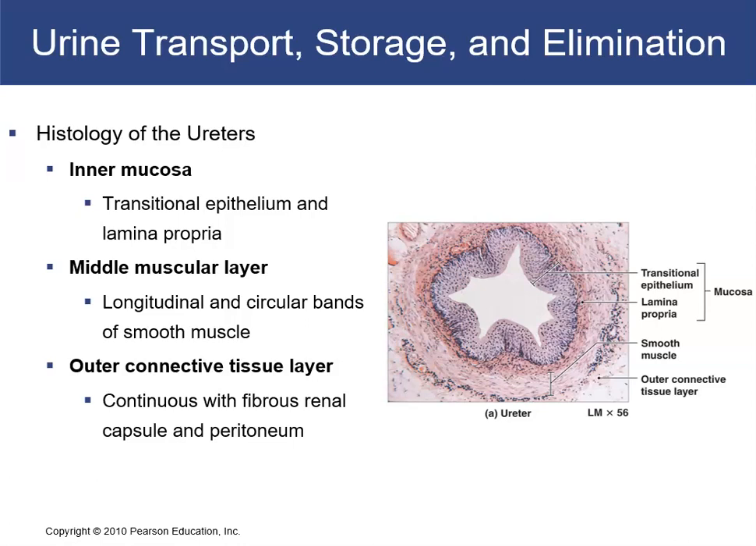The middle layer is a muscular layer. It consists of longitudinal and circular bands of smooth muscle. This is the same as what we saw along the digestive tract. This means that urine moves through the ureters via peristalsis. A big misconception people have is they think that urine just kind of trickles or flows from the kidneys down. No, it is moved via peristalsis, so it enters the bladder with a little bit of pressure behind it.